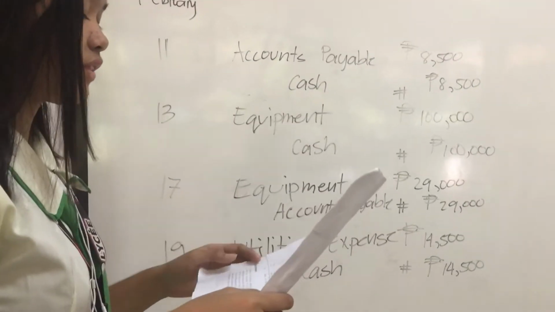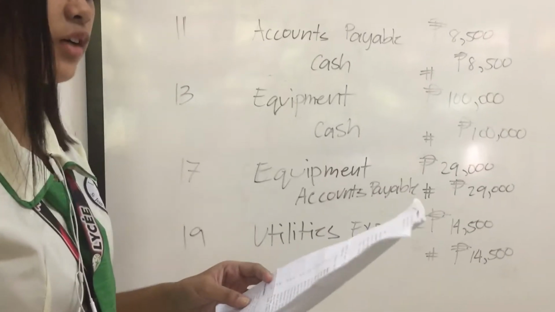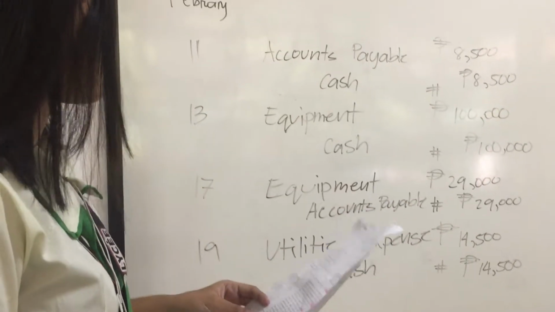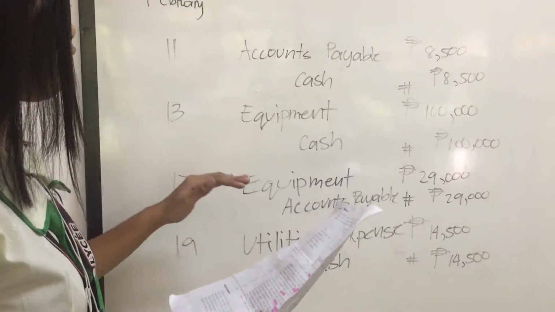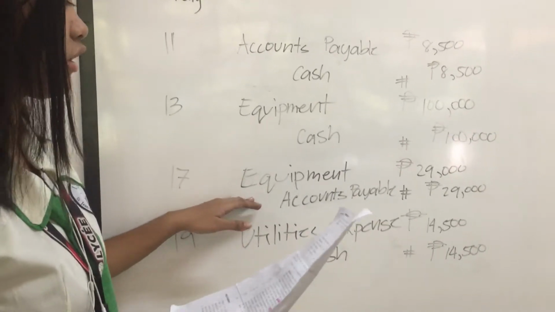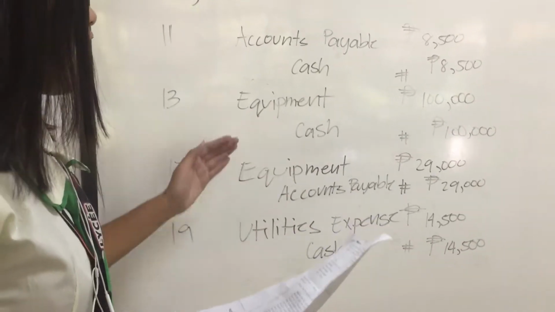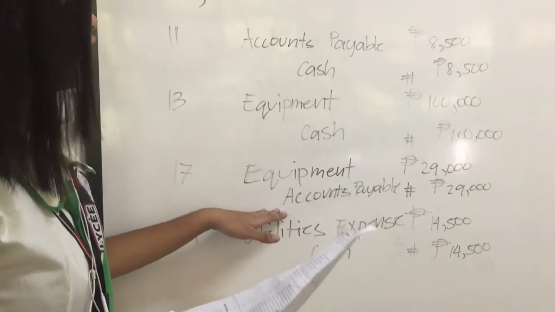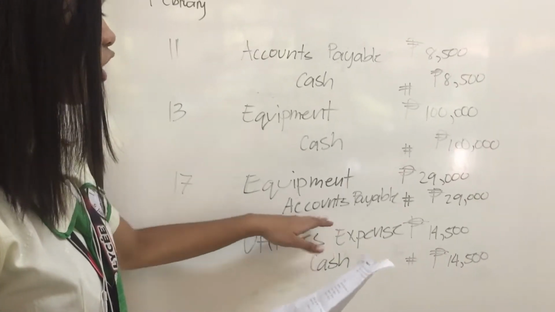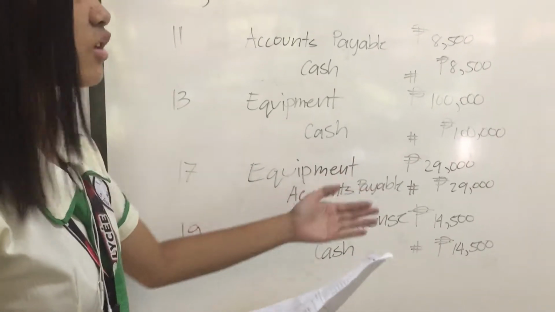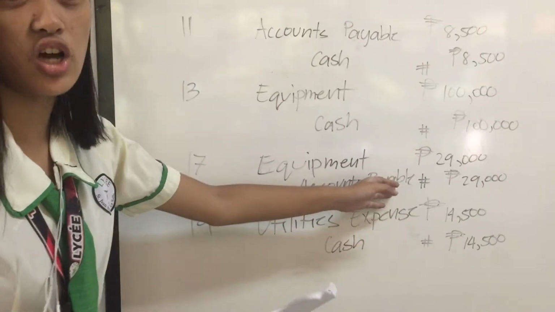On February 17, purchased equipment on account of 29,000 pesos. So your equipment increased, so that is your debit of 29,000 pesos. And since you incurred a debt, your accounts payable increased, so that is your credit of 29,000 pesos. And then end your transaction.